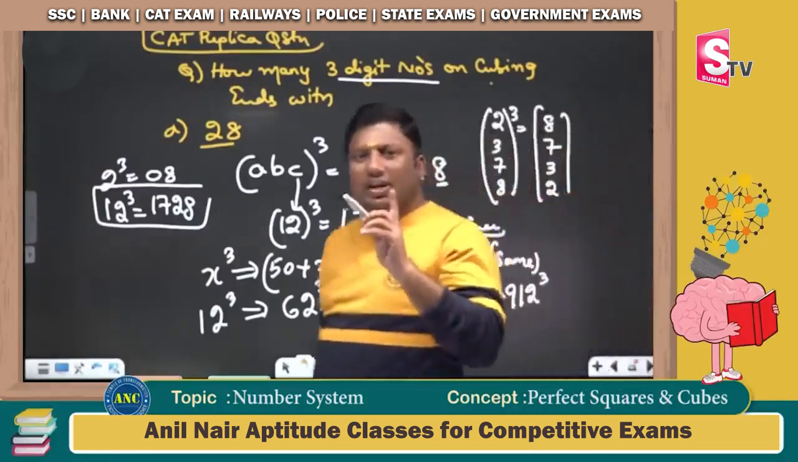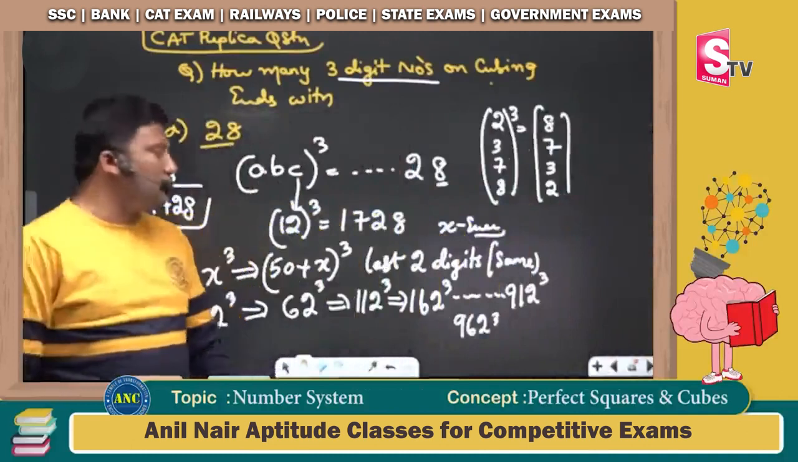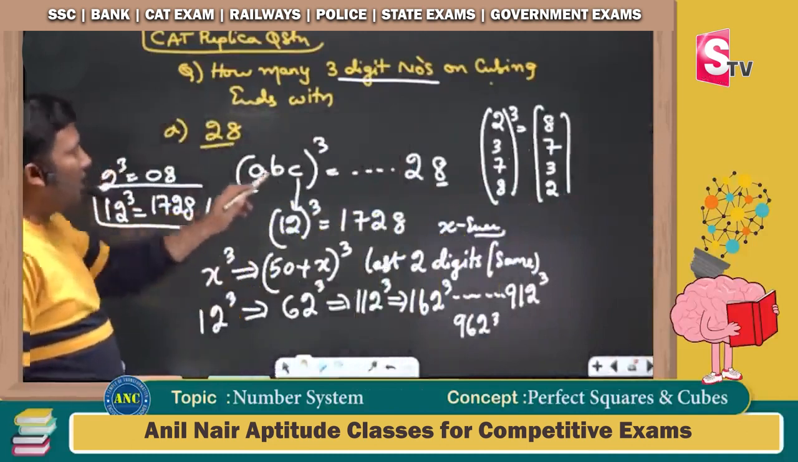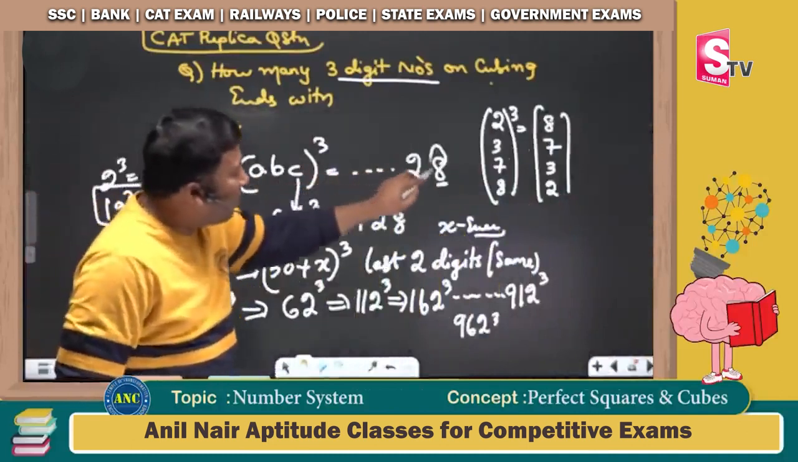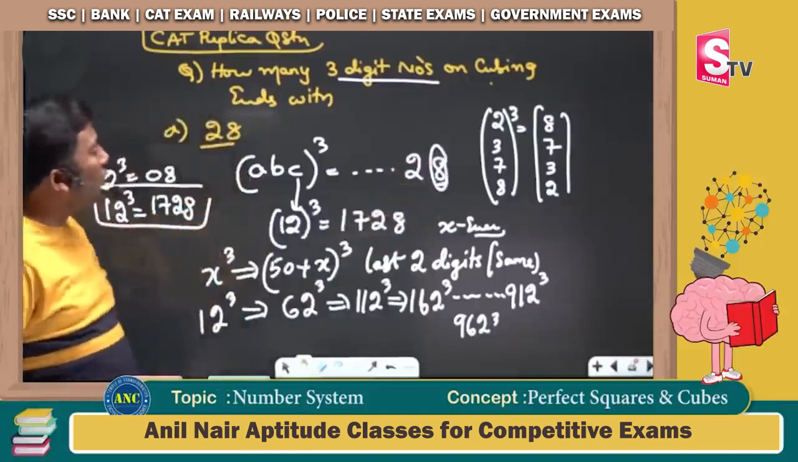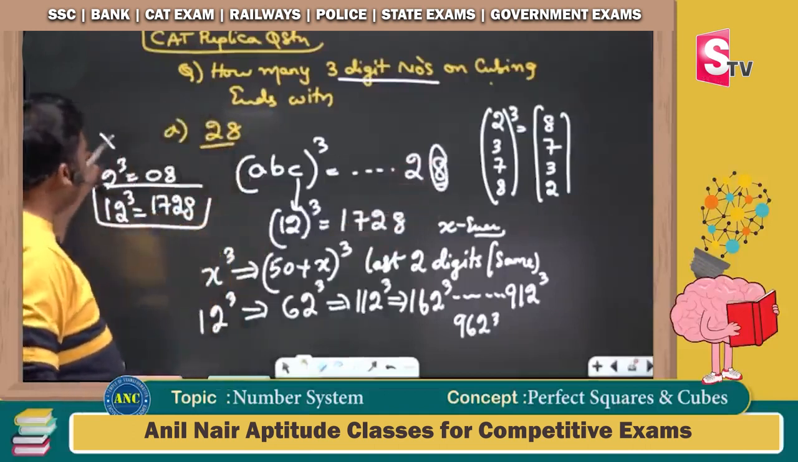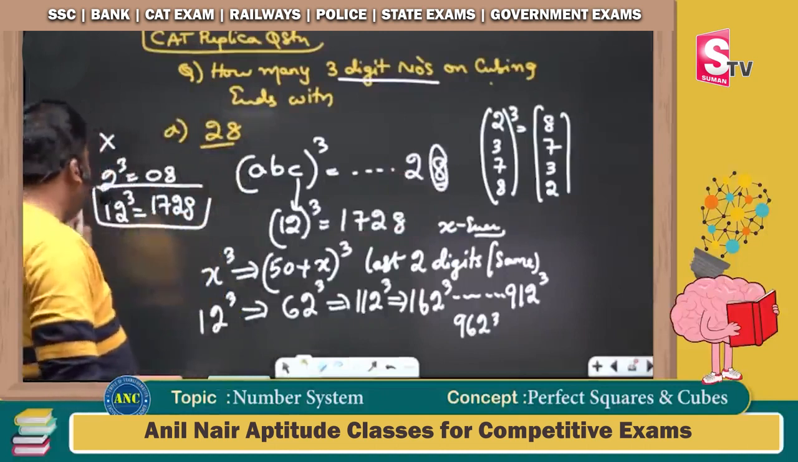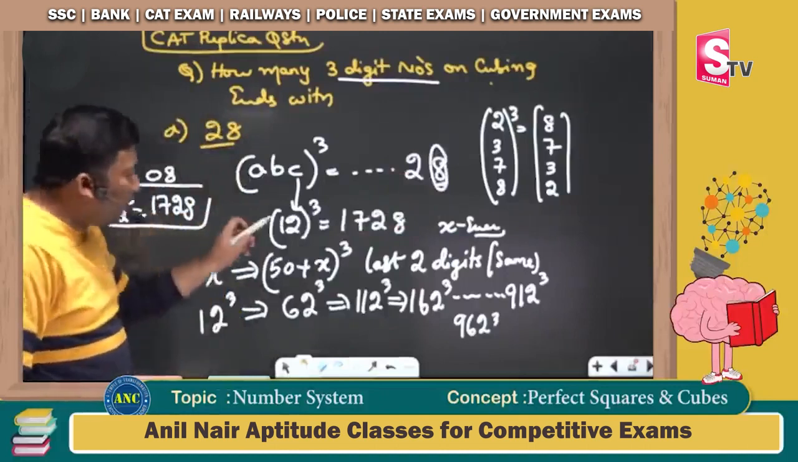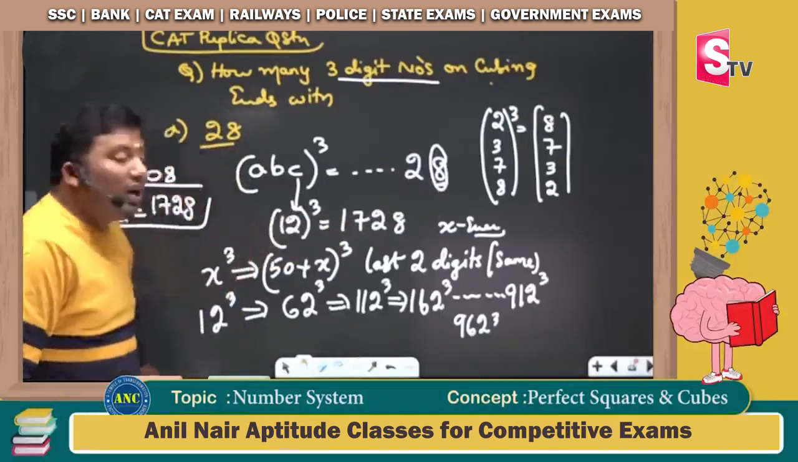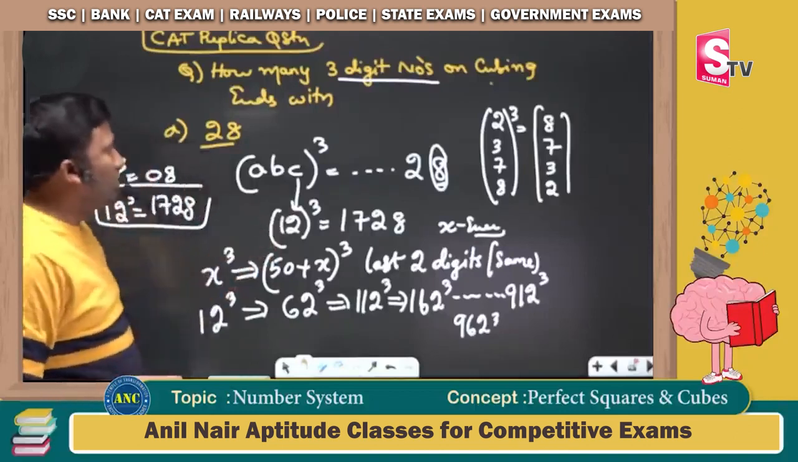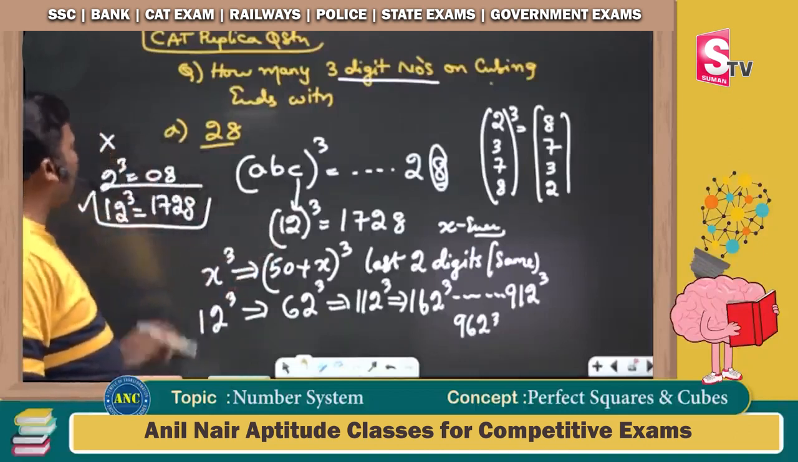First, we have to get the lowest number on cubing. Last 2 digits should be the same. X cube ends with 8. Which number on cube ends with 8? 2 cube is 8. But I want 28, so 2 cube is not possible. 12 cube is 1728. So, to get 28, the lowest 2 digits we got is 12.